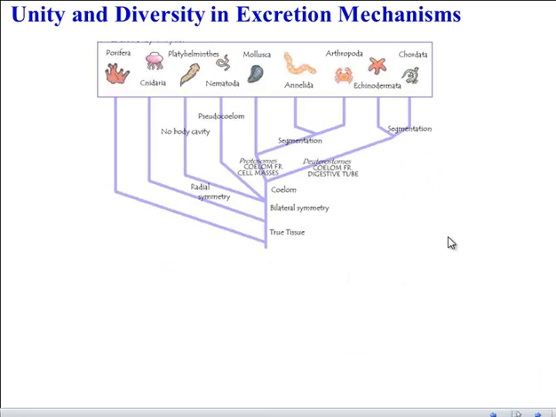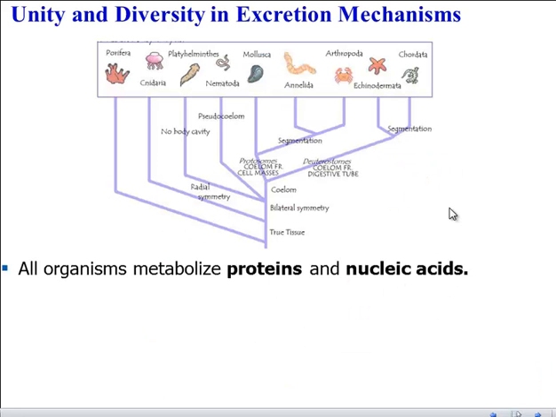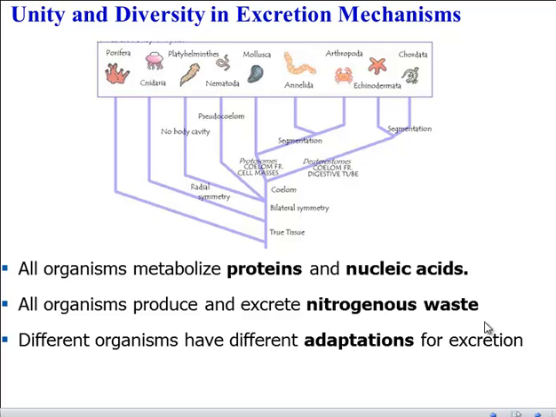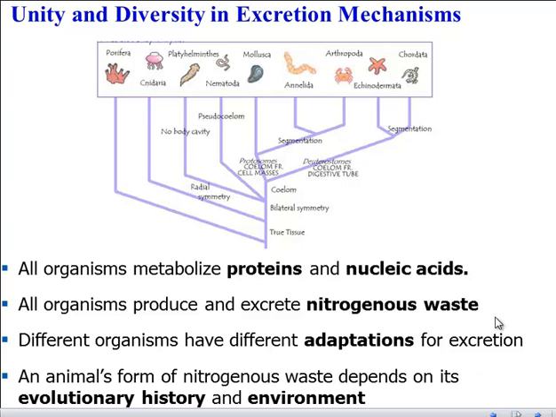So let's sum this all up. All organisms metabolize proteins and nucleic acids, and thus they have to excrete nitrogenous waste. However, different organisms have different adaptations. For example, uric acid versus ammonia versus urea. And the adaptation they use, the nitrogenous waste they use, depends on its evolution and its environment.